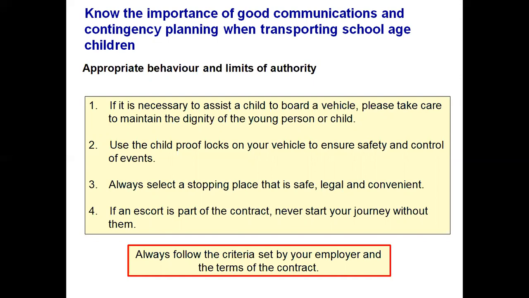Misbehavior, sickness, etc. Always select a stopping place that is safe, legal, and convenient, so you can deal with the problem or assist the child.